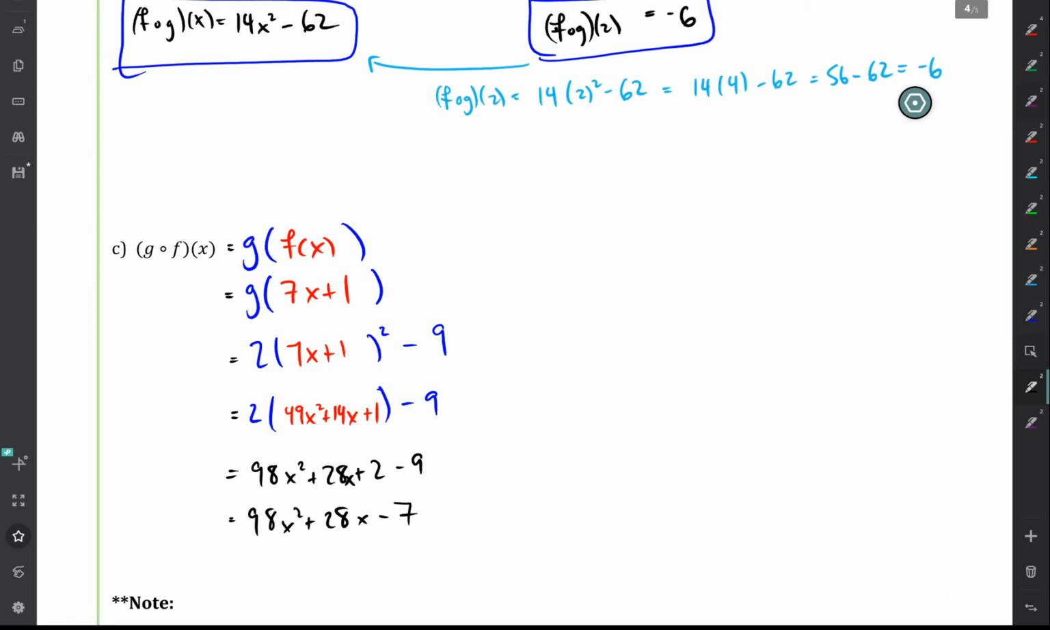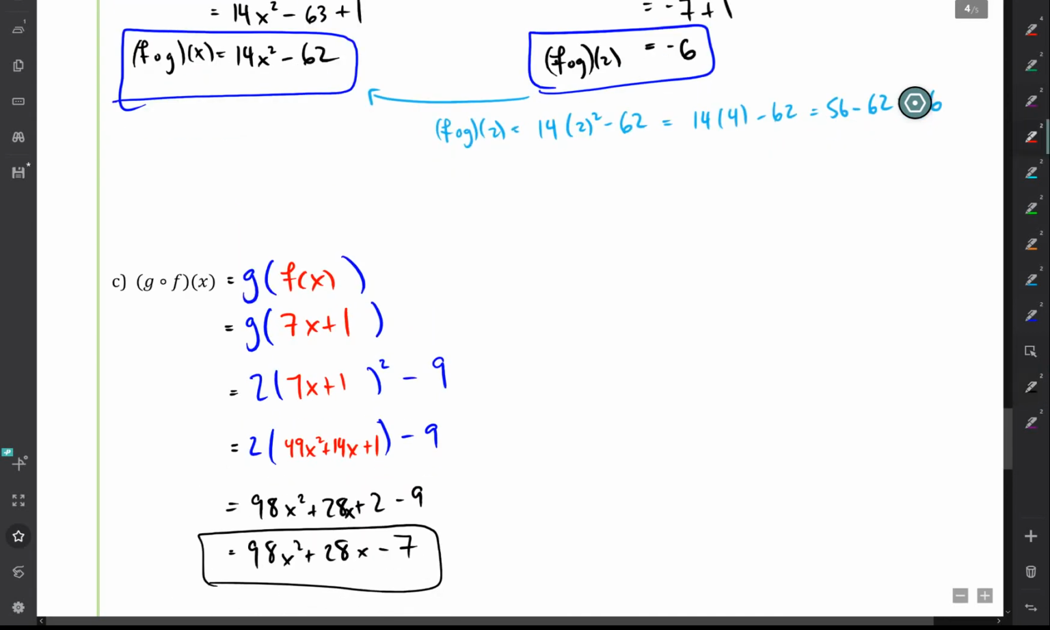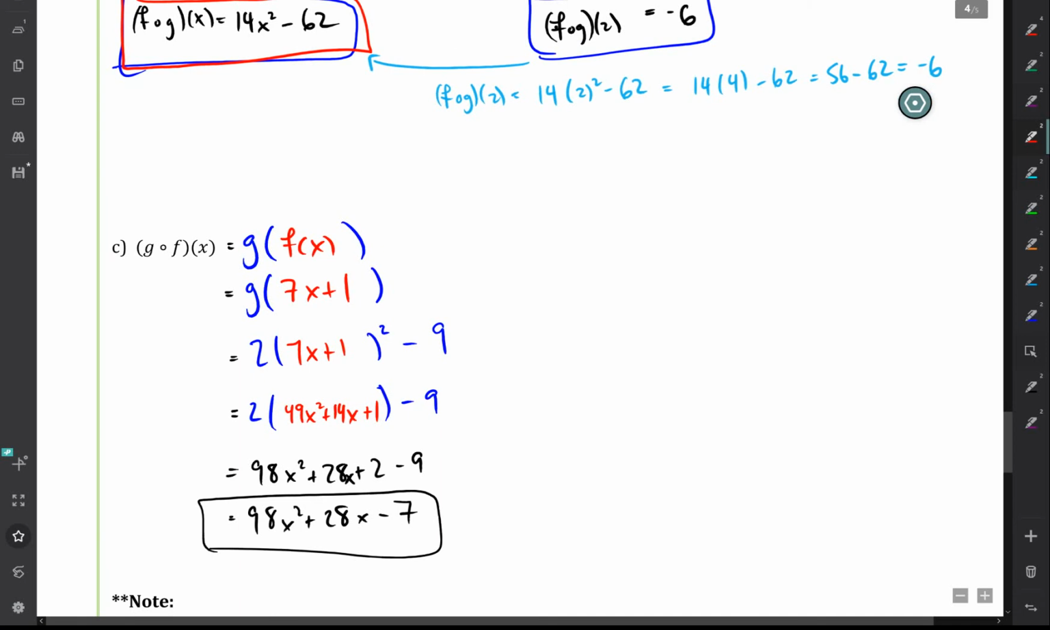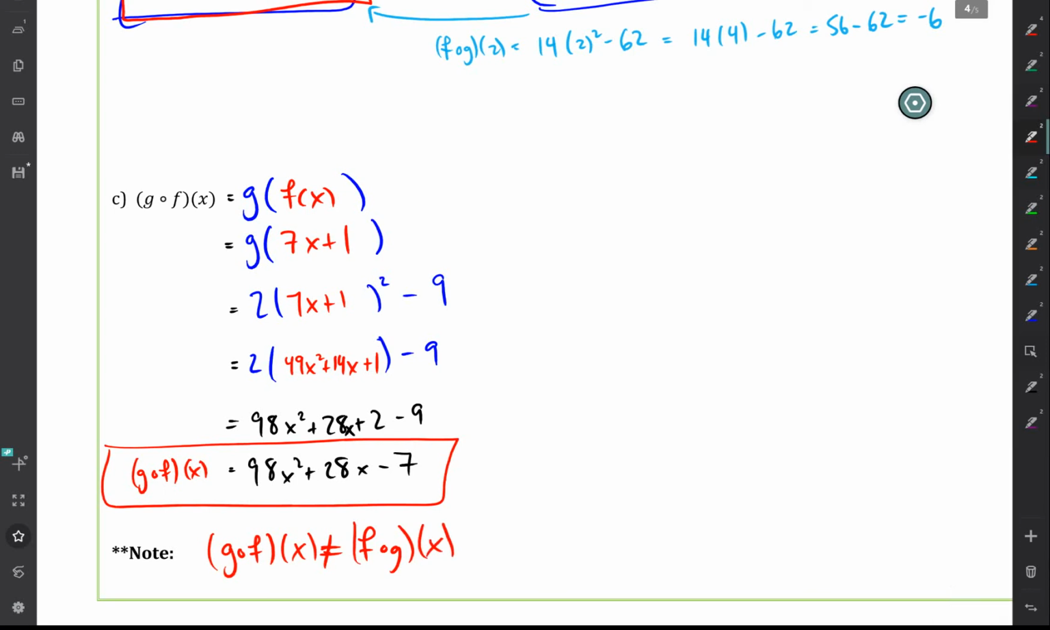Now, the last thing that you should note here is that f of g of x is 14x squared minus 62, and g of f of x is 98x squared plus 28x minus 7. And so in general, g of f of x is not going to be equal to f of g of x. And that's a common mistake for students. They give you completely different functions, whether you compose g of f or if you compose f of g.